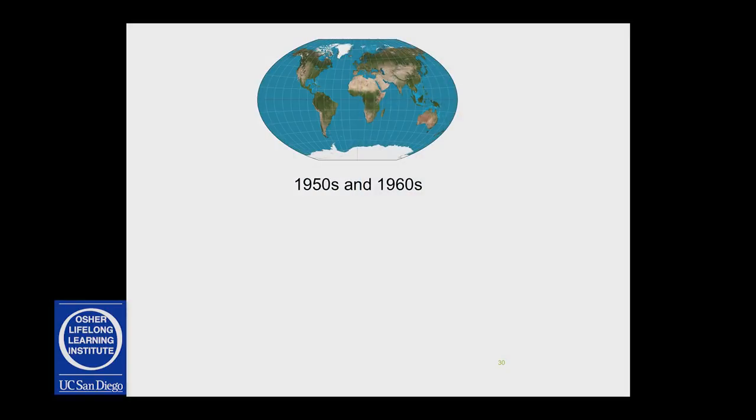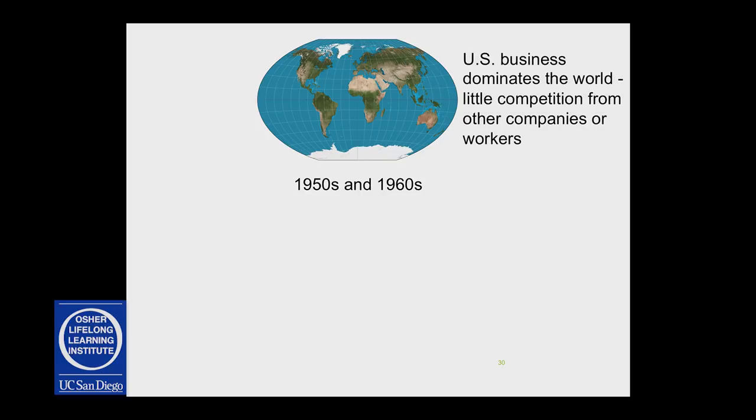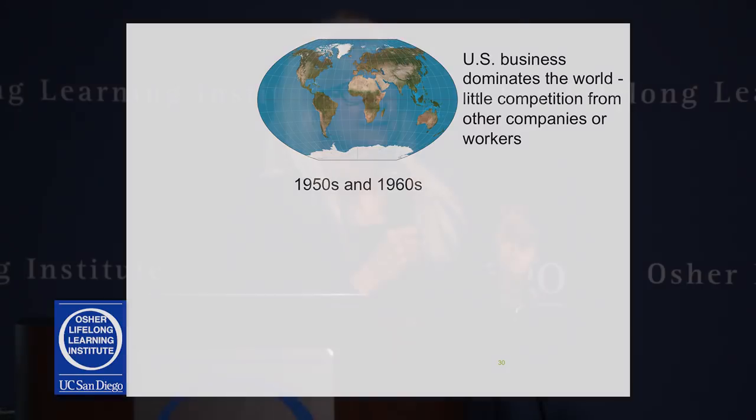In the 1950s and 1960s, if you look at the world, U.S. business dominates the world. There's little competition from other companies, other workers. Imagine the 1950s and 60s. No U.S. company, even if they were allowed to, would ever locate in China. Remember, Mao Zedong was in China. It was a communist country.